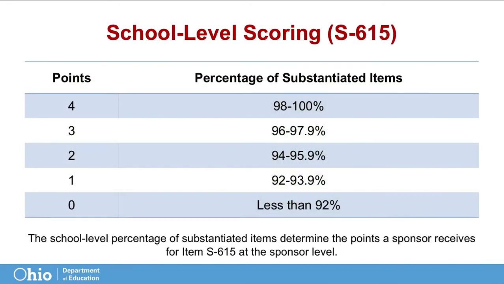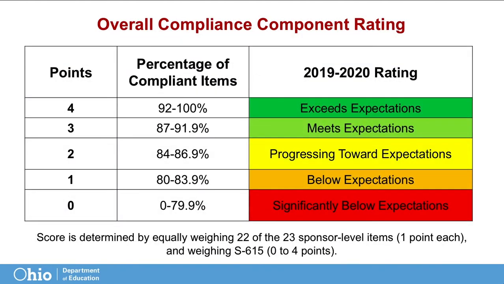All schools count in the evaluation score for the 2019-2020 review cycle, not just the minimum 10% random sample selected for on-site reviews. The school-level percentage of substantiated items determines the points a sponsor receives for item S615 at the sponsor level. This slide shows how the overall compliance rating is determined. The rating categories are exceeds expectations, meets expectations, progressing toward expectations, below expectations, and significantly below expectations.